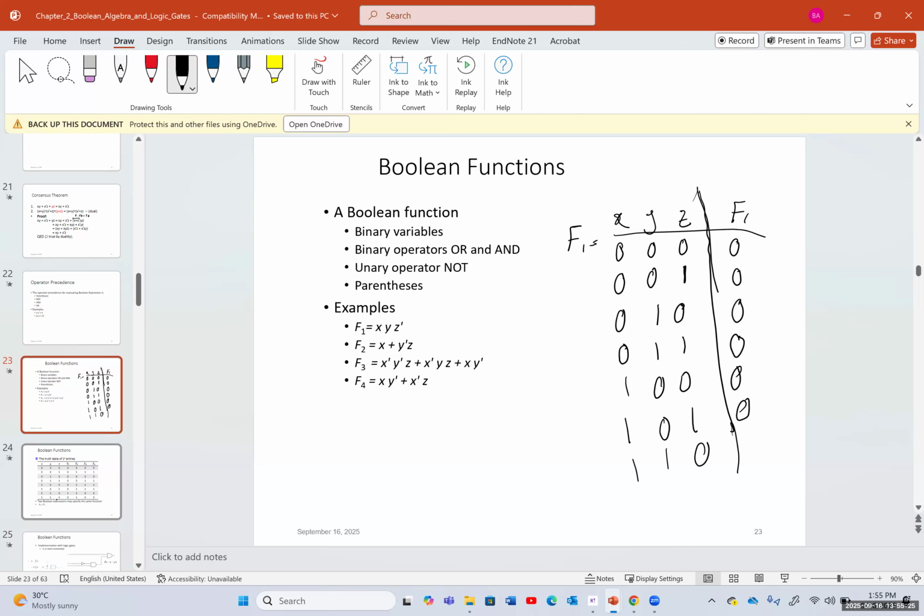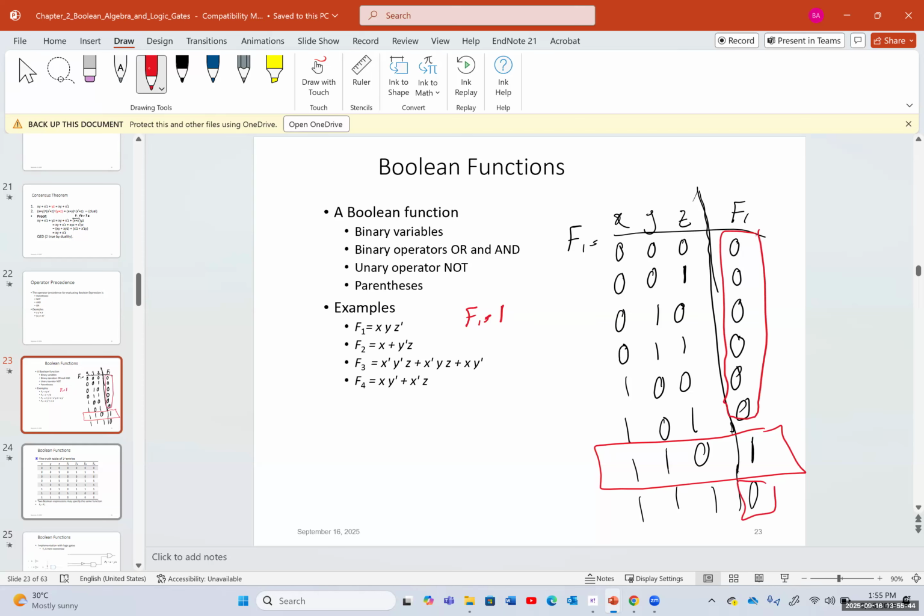Z is 0, so Z prime would be 1. Oh, so it's going to be 1. And 1, 1, 1 is going to be equal to 0. So only in this situation, f1 would be 1. In all the other situations, f1 would be equal to what? 0. And we can do the same thing for f2, f3, and f4.